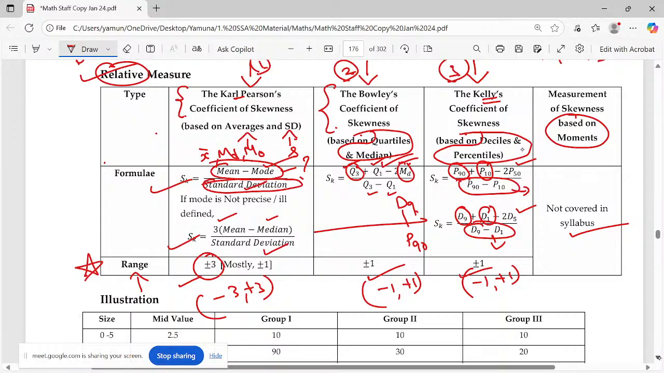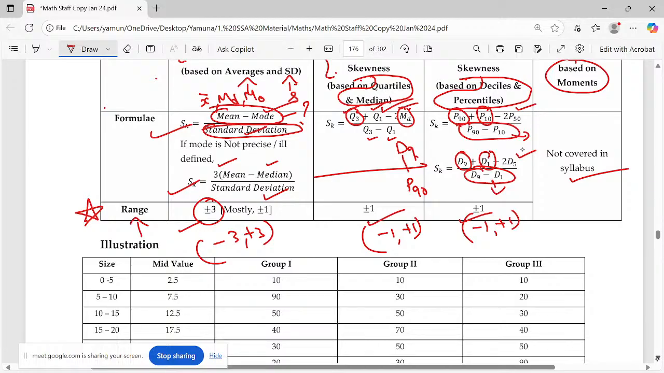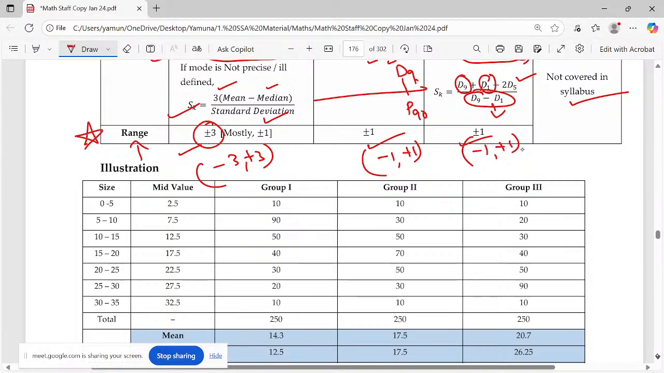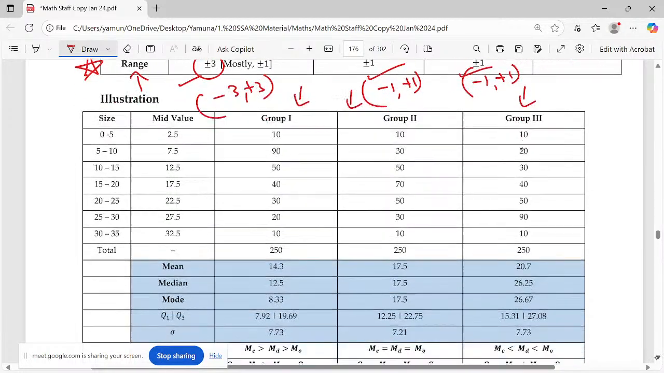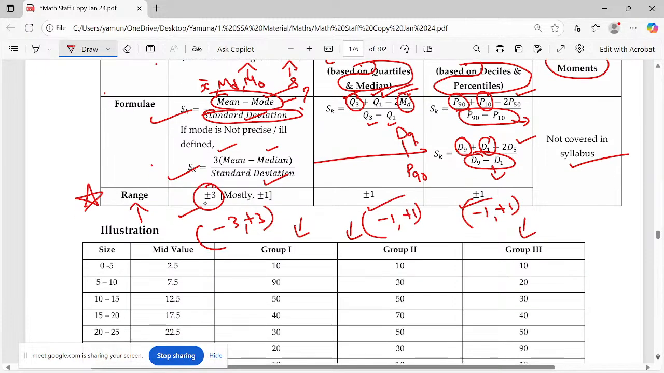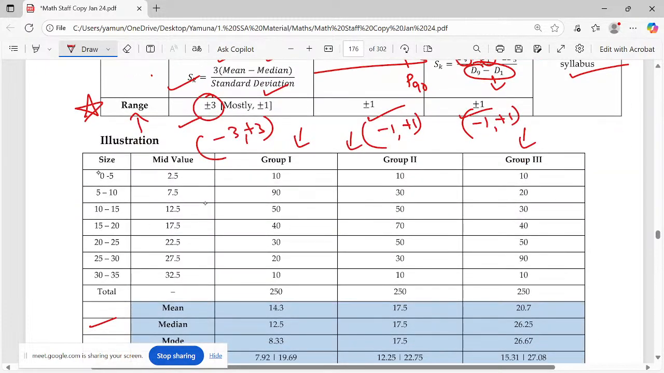Okay. So that's about the concept. Illustration, I request you to make it as an assignment. Probably you can just have a look. I'll discuss what is there. You just have a look at group 1 data, group 2 data, and group 3 data, and see what we have done here. It's quite simple only. Try to understand the illustration.